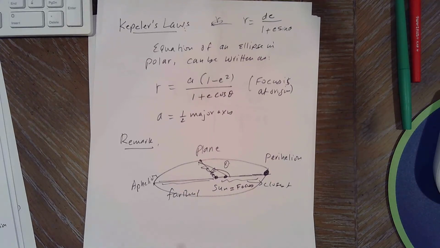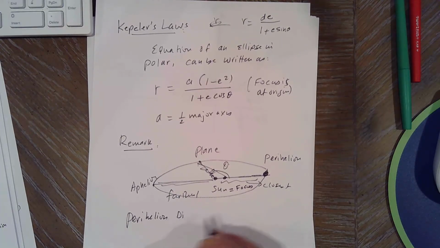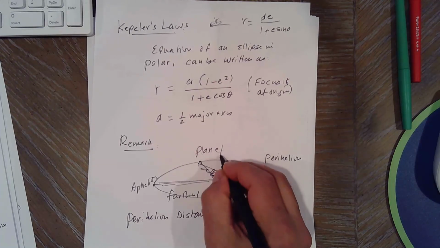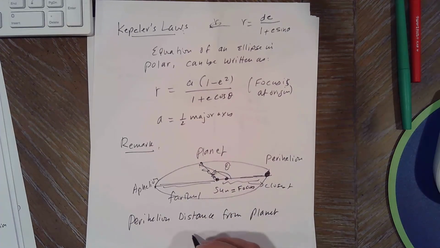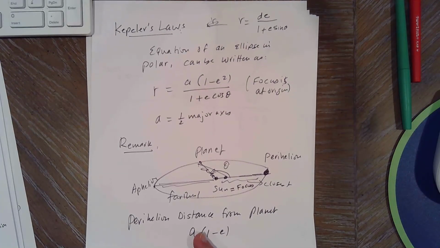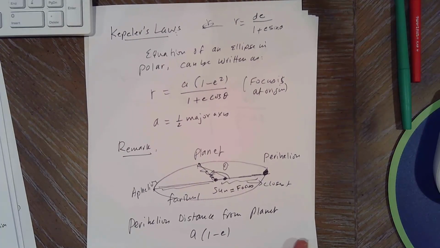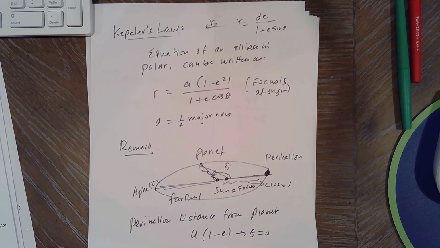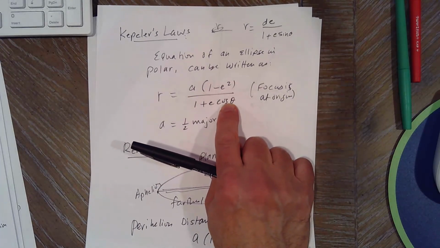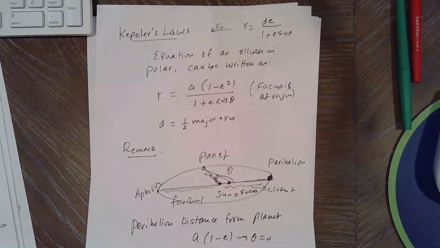So the perihelion distance from a planet, which is the shortest, is a into 1 minus e, and the aphelion is a into 1 plus e. Here theta is 0, here theta is pi. If you put theta equals 0 there, you get cosine 0, which is 1. This cancels with that because this is 1 minus e, 1 plus e, and it gives you these results.